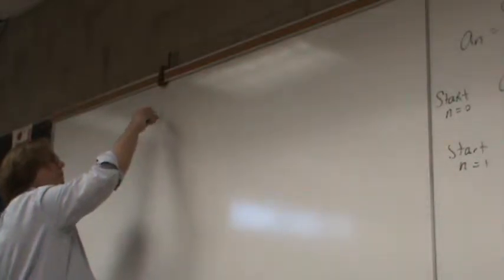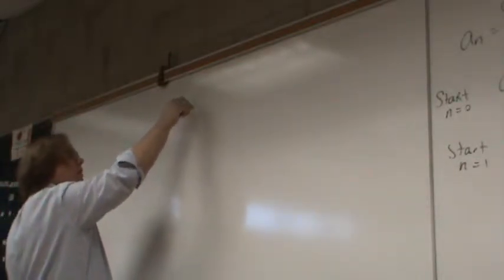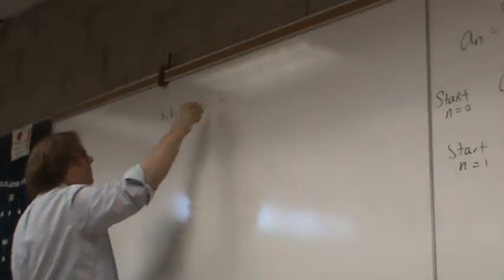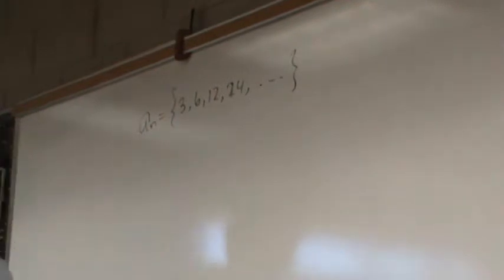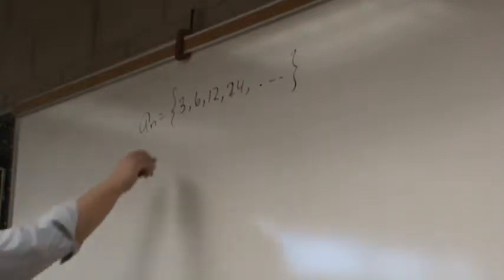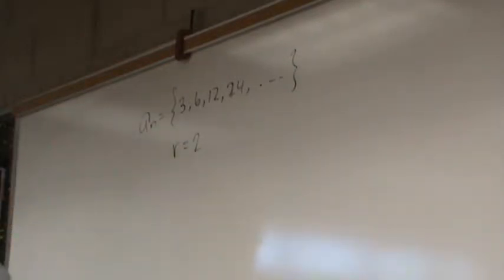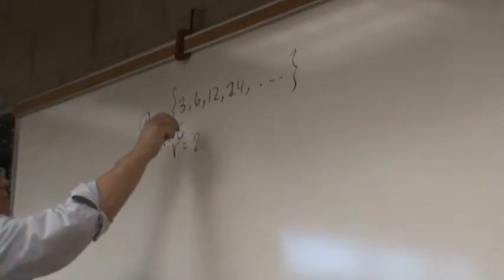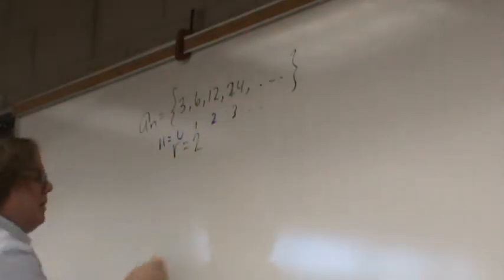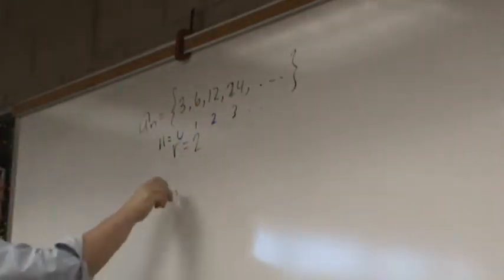How about this? 3, 6, 12, 24, dot, dot, dot. That's my sequence now. What do you notice is true about this sequence? They multiplied by 2. Thank you very much, Daniel. You're multiplying each and every successive term by 2, so that 2 is my common ratio. Okay? So let's say I start with n equals 0. Someone give me an expression for a sub n.